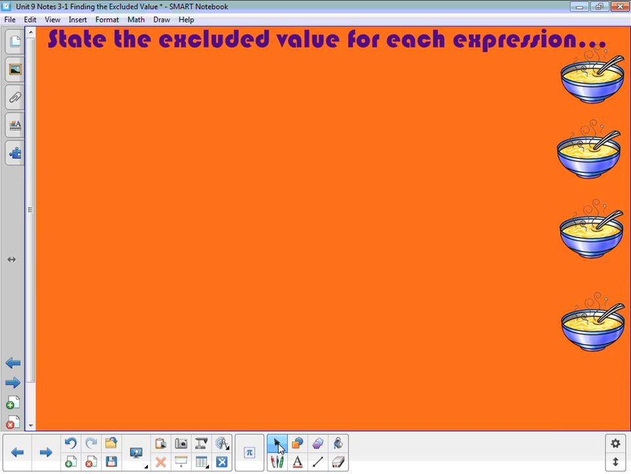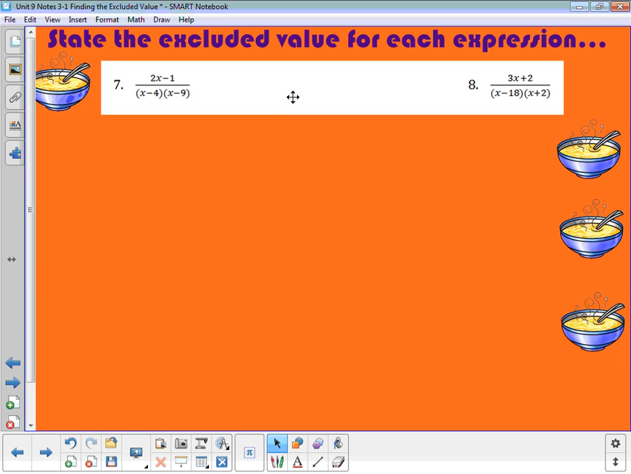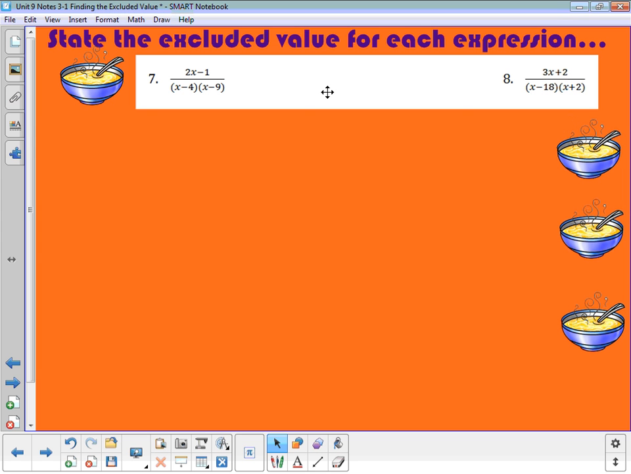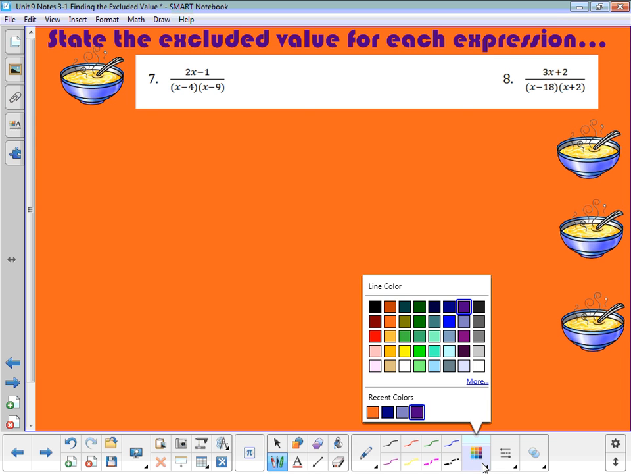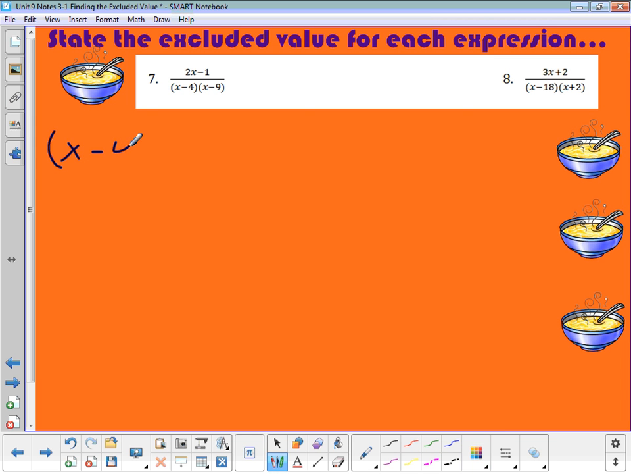All right, so state the excluded value for each expression. Now some things are factored for us. So thinking back to when you would see something like this in factored form, well, first of all, as always, we're going to set that denominator equal to 0. So I'm saying x minus 4 times x minus 9 is going to be equal to 0.